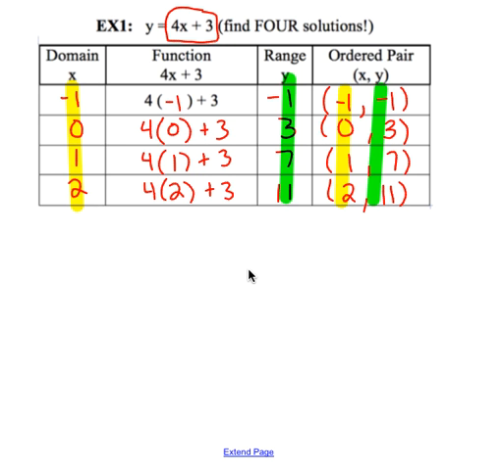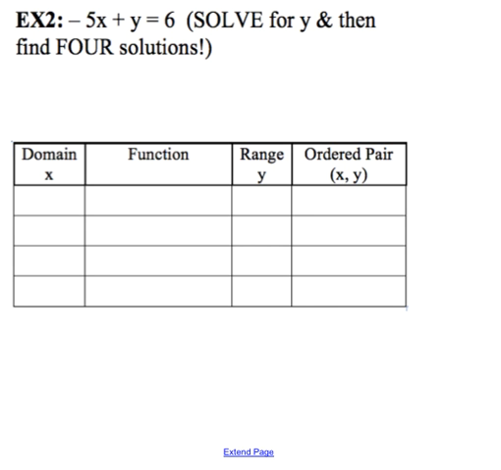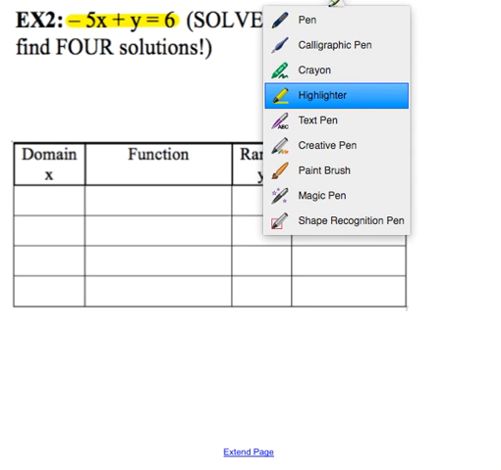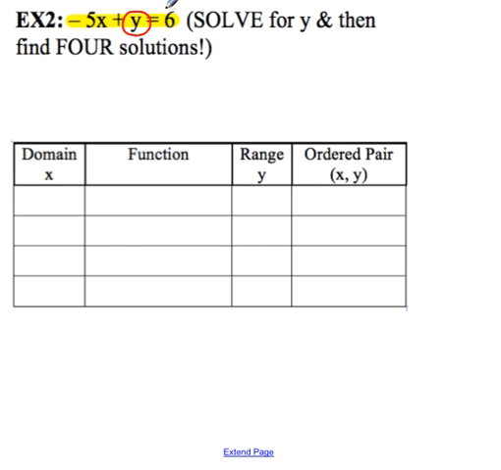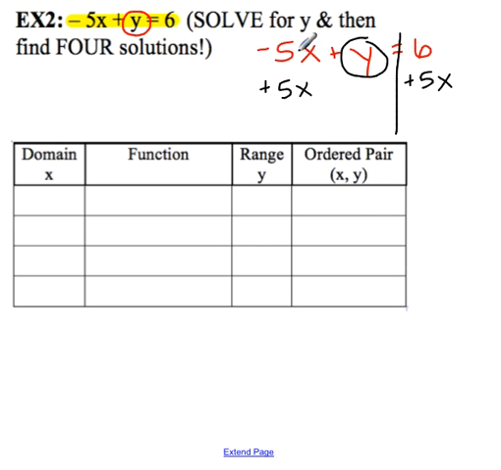We're going to move on to our second example. This equation is different because the y value is not by itself. We are going to change it so that the y value is alone. So just like in our warm-up problem, I want the y value by itself. I see a -5x, and I say, what is the opposite of the minus sign? It's a plus. So I would add 5x to both sides. Those cancel out. Y is all alone.